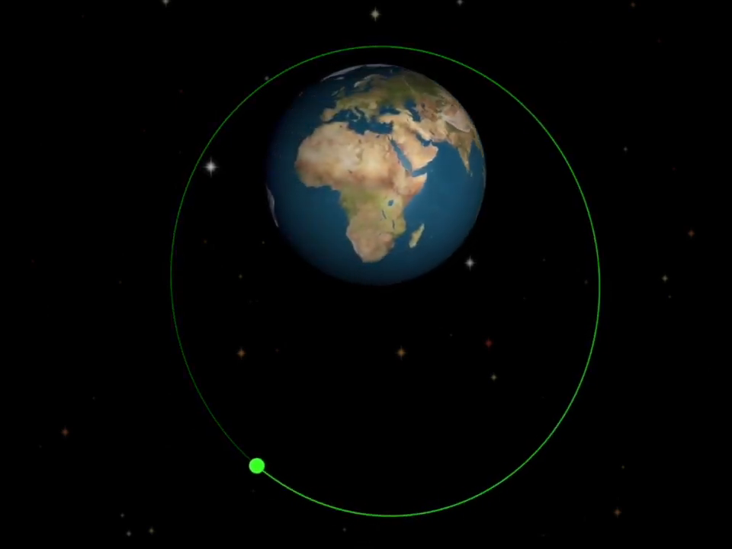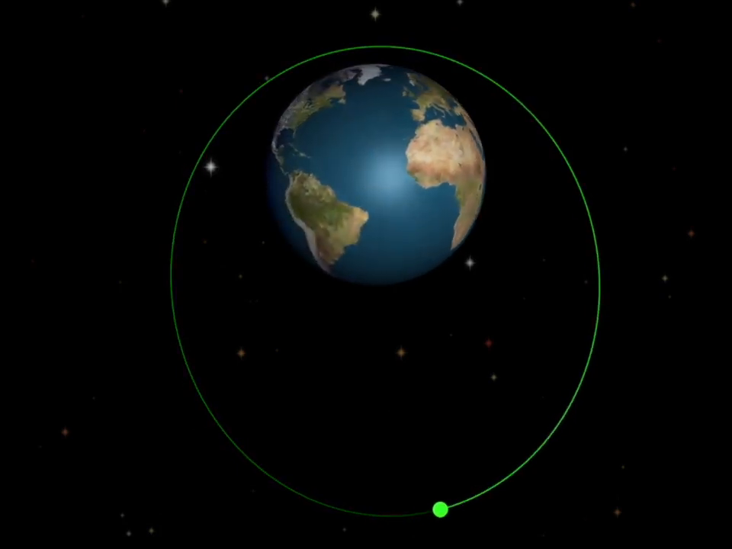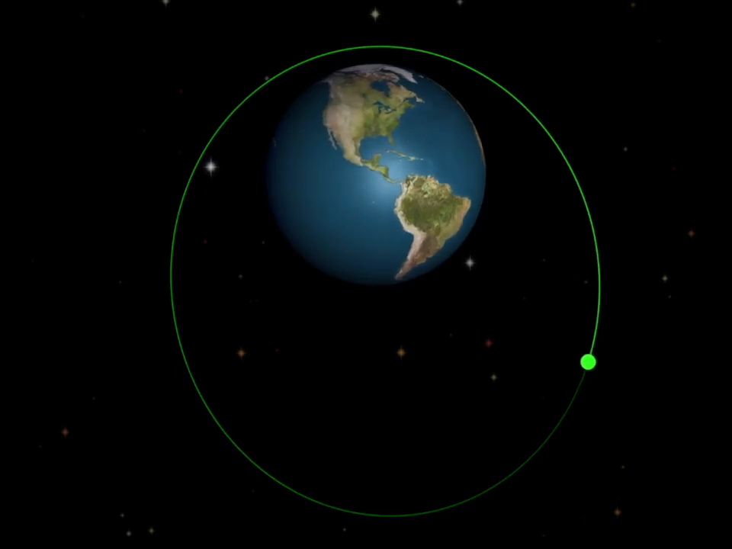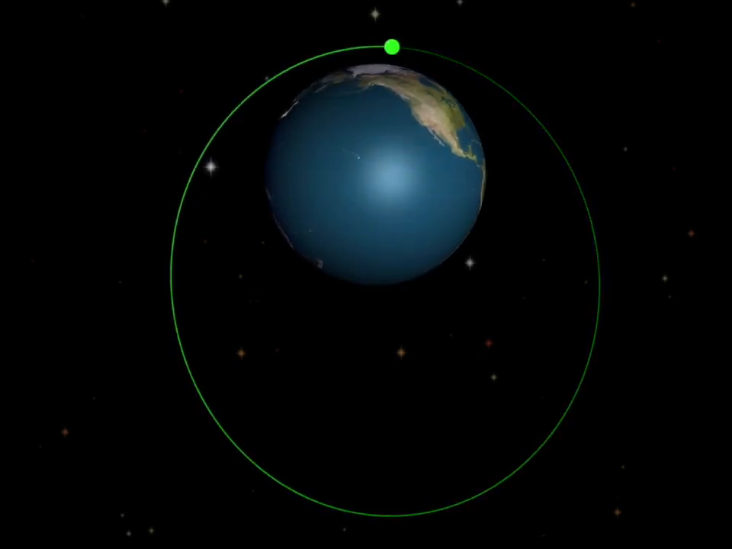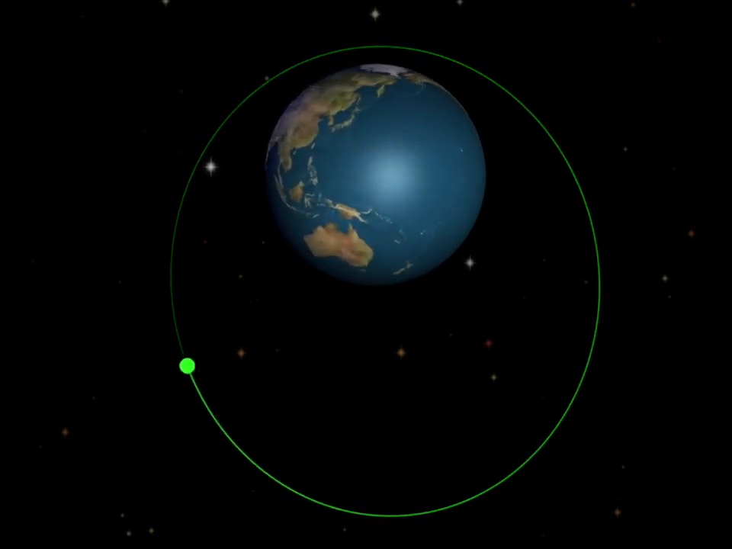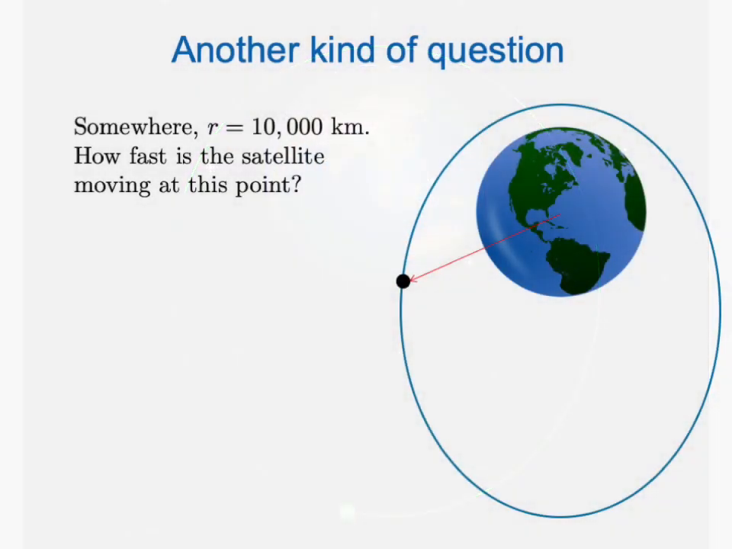And we don't have to stop there. There are more things about the motion of the satellite on the orbit that we can calculate given the information that we have. Here's an example of what I mean. Since the perigee distance from the center of the Earth is around 7,000 kilometers, and the apogee distance is around 22,000 kilometers, then somewhere in between, I don't know exactly where, the satellite must be 10,000 kilometers away from the center of the Earth. At that point, how fast is the satellite moving?